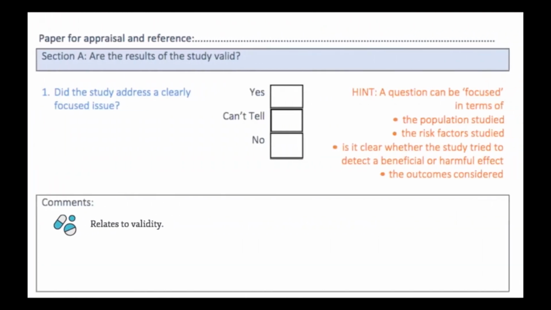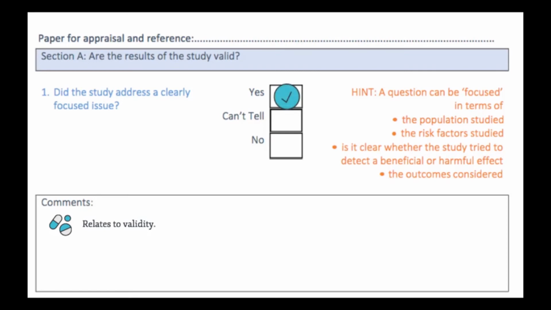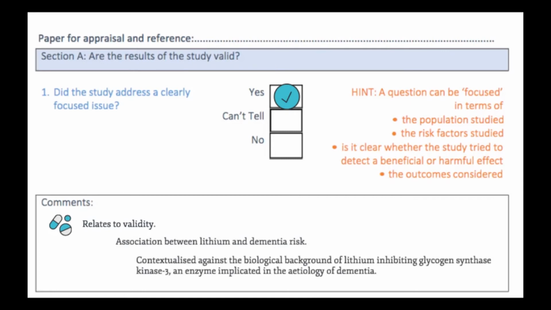The first question in the checklist is to consider whether the cohort study examined a clearly focused question. The answer for this study would appear to be yes, as the study considered the association between lithium and dementia risk. The research question is contextualized against the biological background of lithium inhibiting glycogen synthase kinase 3, an enzyme implicated in the etiology of dementia.